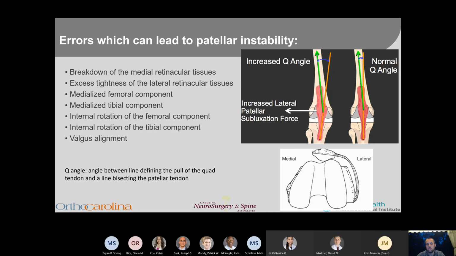So a lot of times you'll get a question on the OITE with regards to this, where it's going to ask you to choose between internal or external rotation of the femoral component, which one would lead to patellar issues, or medializing or lateralizing the tibial component, which one's going to lead to issues. And you just have to think about it in terms of what it's going to do to the Q angle, and then it will typically make more sense.